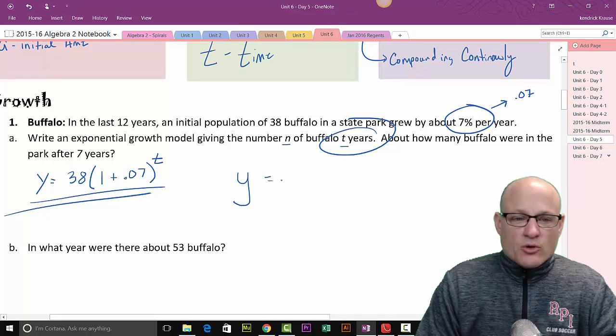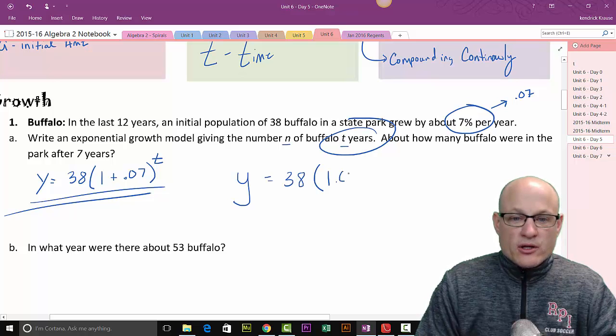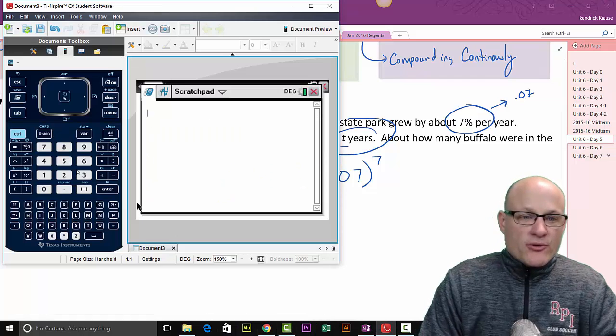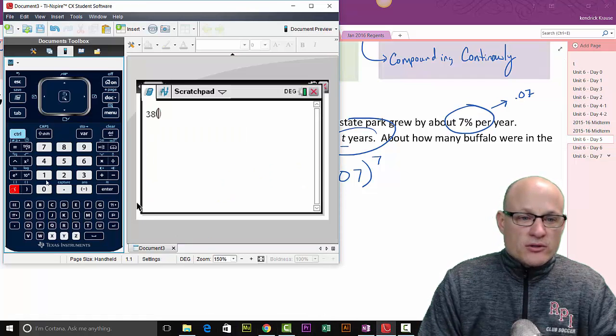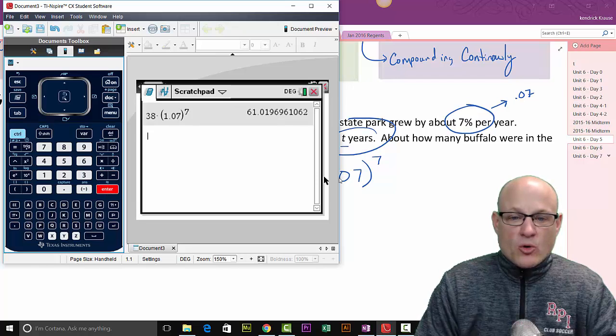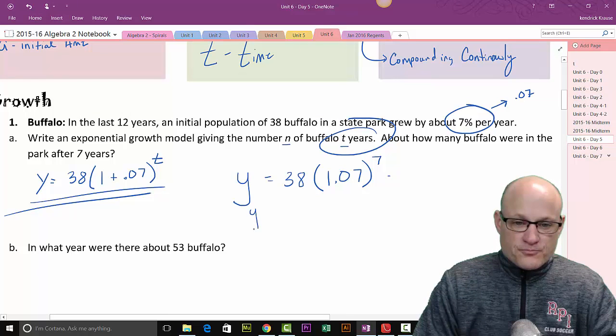Okay, so y equals 38 times 1.07. I just added them together. It makes it a little bit easier, to the 7. And that'll tell me how many buffalo I'm going to have in 7 years. So 38, parenthesis, 1.07, parenthesis, raised to the 7 years. We will have 61.01. So y equals 61.01.